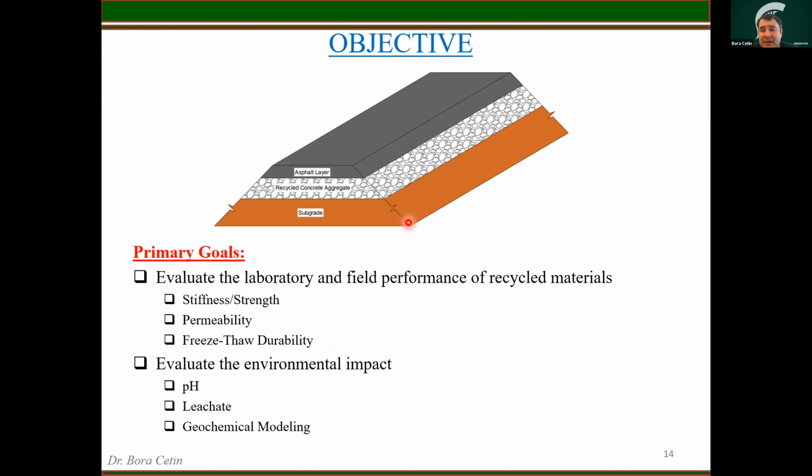One of the main studies that I'm about to wrap up is the pooled fund study by the National Road Research Alliance, where we tried to come up with some results with my colleagues at the University of Wisconsin and Iowa State University. We tried to answer some of these questions, and our main goal was to determine the laboratory and field performance of these RCA and RAP materials, looking at their stiffness, drainability, and freeze-thaw durability. On separate work, not related to this ongoing project, I personally looked into the environmental impact of different types of RCAs in terms of pH and leachate, and looked into their geochemistry a little bit.